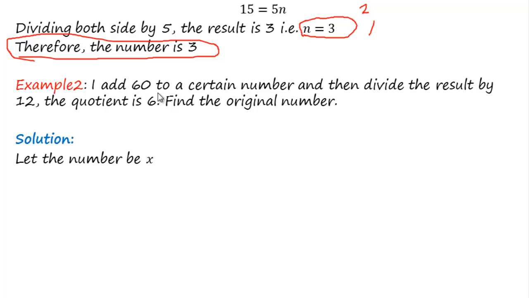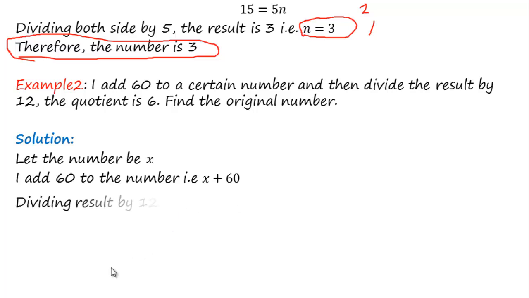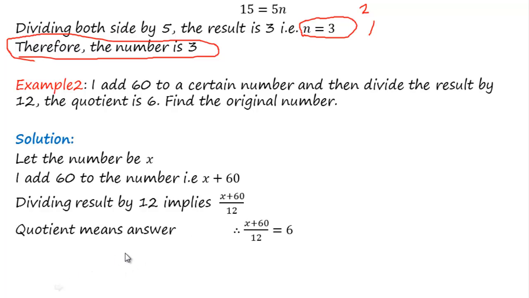I added 60 to a certain number. The number is x, that is x plus 60. And the second statement is that then divide the result by 12. The result, which is x plus 60, divided by 12. This is what it implies. Now, quotient means answer. And the result of the quotient, the division of these two, is 6. That is why we get this.